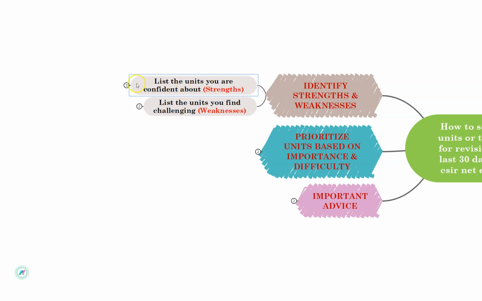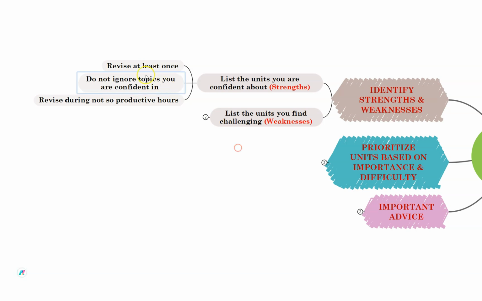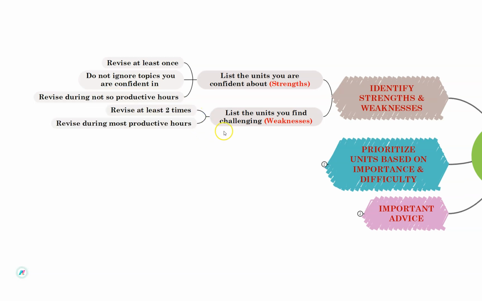Okay. So what you will do for those units, ensure that you revise at least once for these topics. Do not ignore the topics which you are confident in. You might think that since I know this topic very well, I may not need to revise it. But don't forget, if those are important units, then they will be very scoring for you. So ensure you at least revise once, and revise during not so productive hours, that means where you don't need to put in so much effort. Save the productive hours for your weaker areas.